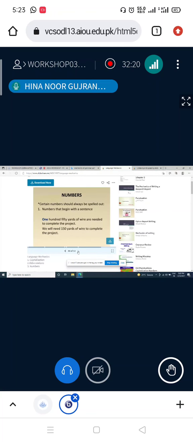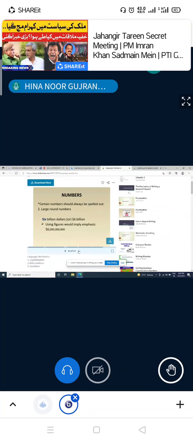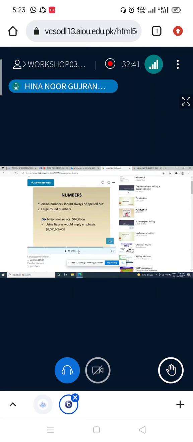Excuse me, I'm just taking my tea also. Certain numbers should always be spelled out, large round numbers, $6 billion or 6 billion, you can write like this also. It is also acceptable in your writing. Certain numbers should always be spelled out, time expressed as a number alone or with the word o'clock, right? Like 4 in the afternoon, or 2 o'clock, 3 o'clock. Writing 12 o'clock, 1 o'clock is also acceptable. If not this, then 4 in the morning. Did you understand?